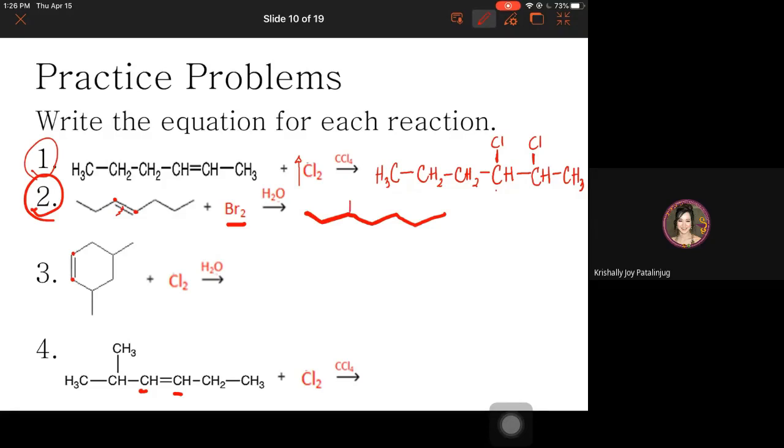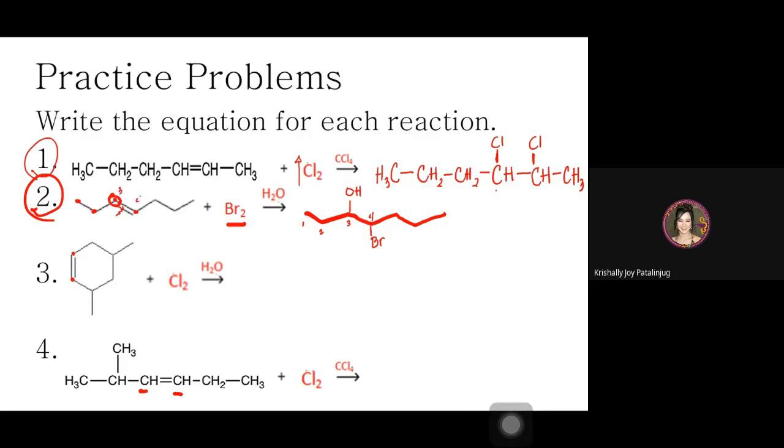Okay? So you can put the OH here, and the Br here. Correct? The addition happened at the third carbon, first addition, including the fourth carbon. So this is carbon 1, 2, 3, 4. So the double bond is between carbon 3 and 4, right? Here you should add the electrophile that needs to be added.